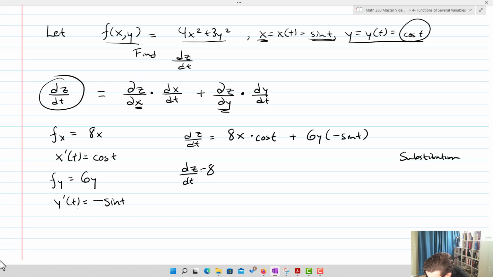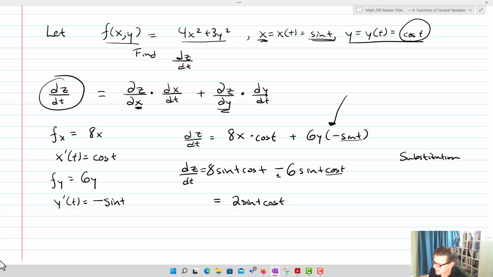8 sine t cosine t, and then minus 6, and y is cosine t, minus 6 sine t cosine t. Because we're just going to replace y with cosine t, and that'll be negative sine t, right? There's your negative, and then the cosine t. And so when we put that all together, we end up with 2 sine t cosine t.